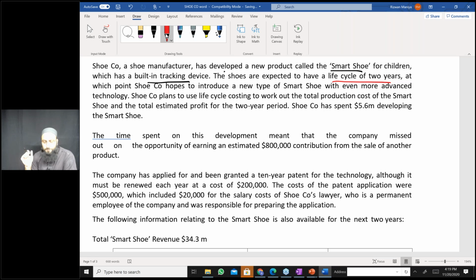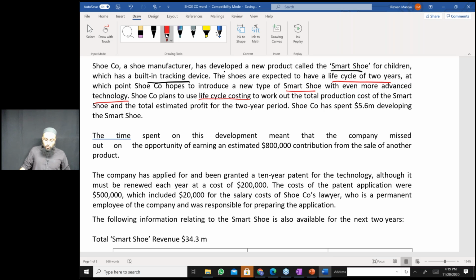The shoes have a life cycle of 2 years, at which point Shoe company hopes to introduce a new type of smart shoe with even more advanced technology. Shoe company plans to use life cycle costing. Now, if someone tells you, we are planning to use life cycle costing, the next thing that should come to your mind is entire life revenues accumulated, entire life cost accumulated. And through this you can work out the entire life profitability.